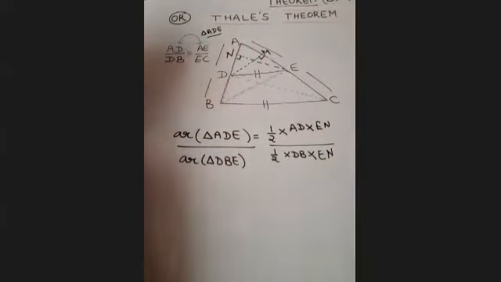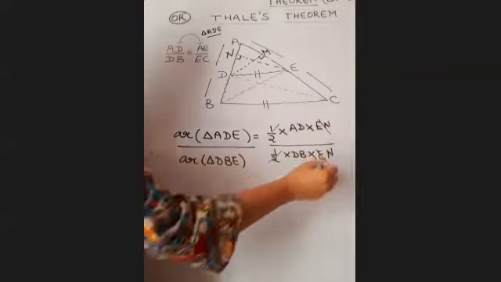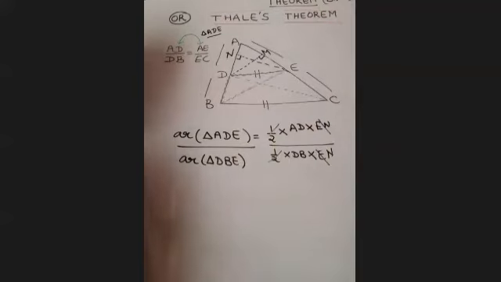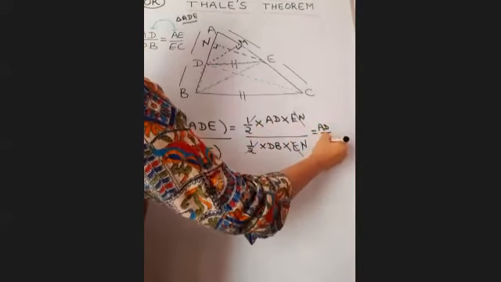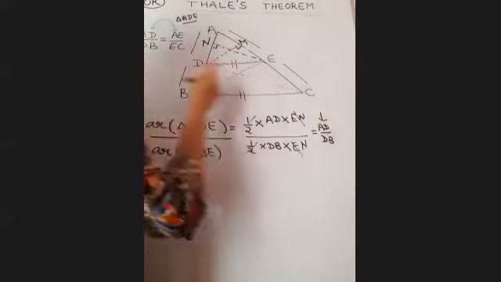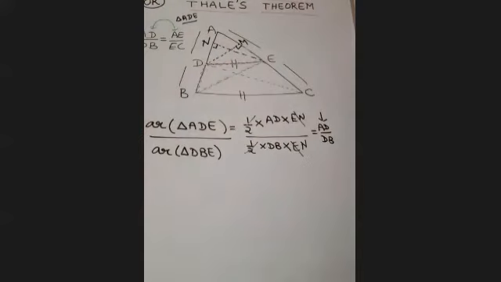Now children, can you see? Half cancels, EN cancels. So what are we left with? AD upon DB. So we have got this left side. Right? Now let us see the other one.